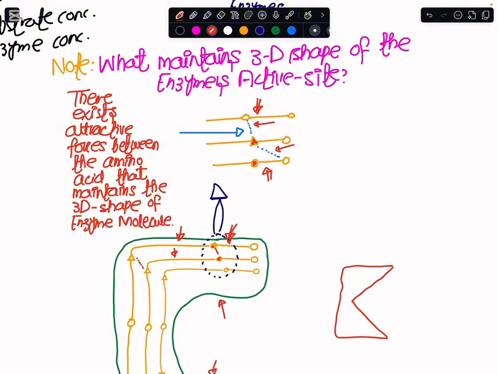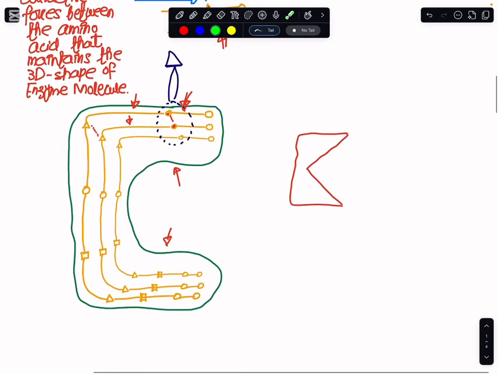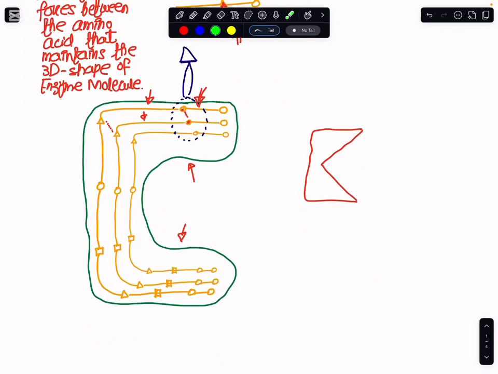At a higher level, you would learn that these attractive forces include hydrogen bonds, ionic bonds, disulfide bridges, and weak hydrophobic interactions. But for your level, you just have to remember that as long as these attractive forces lie between the amino acids, the enzyme maintains the shape of its active site, and that allows the enzyme to work on the substrate.